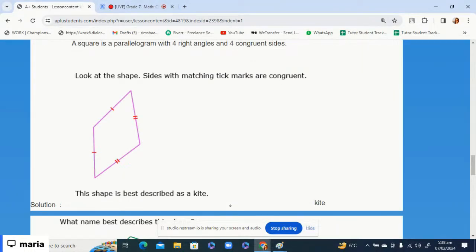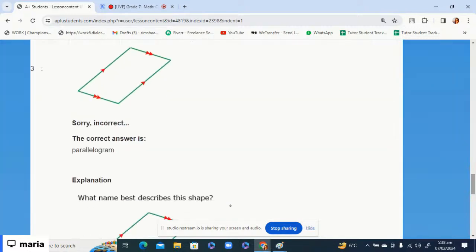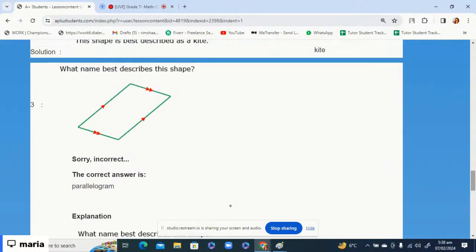So we describe this shape in the form of a kite, because it has four angles and four congruent sides. Okay, a square is a parallelogram which has four right angles and four congruent sides. Here there are not four congruent sides, so this is a shape of a kite. Now what name describes this shape? This is a shape of a parallelogram.